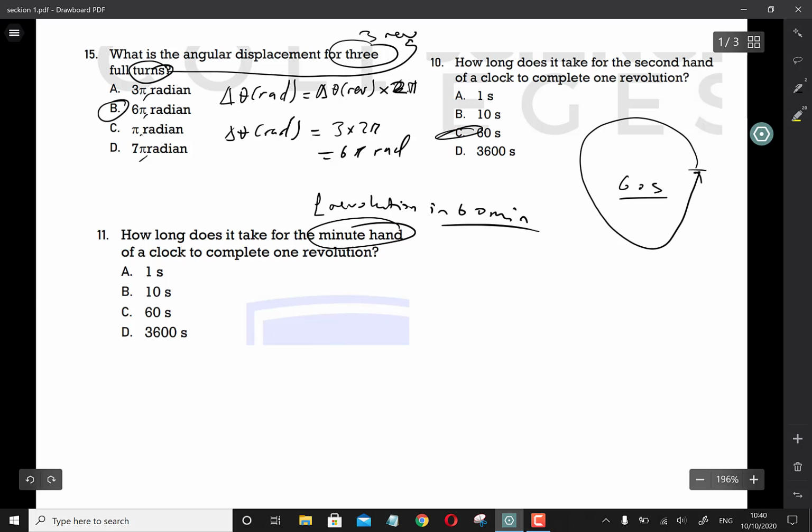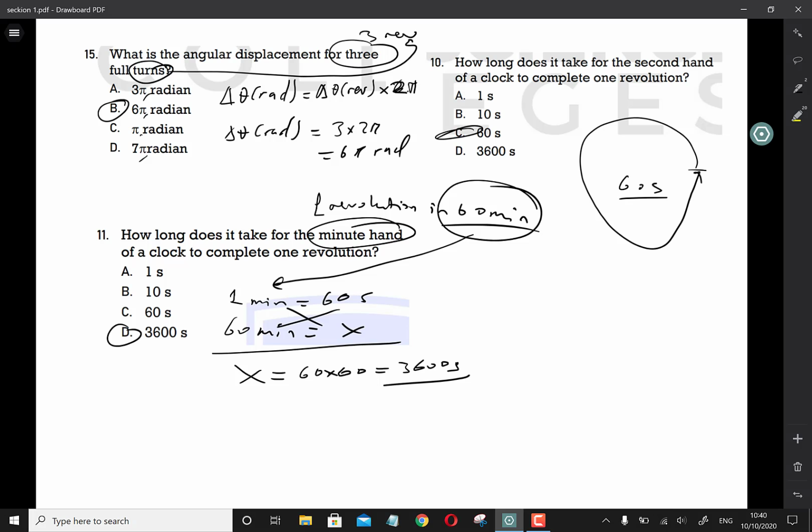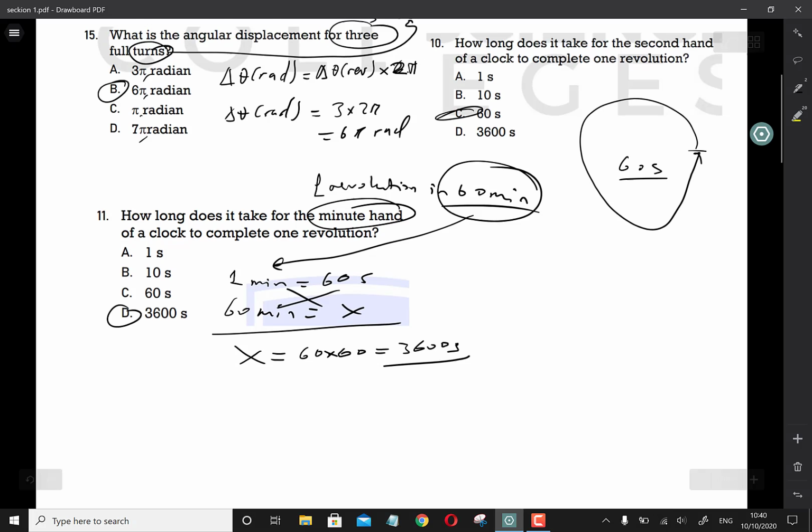But the answer must be written in seconds, so we should convert these 60 minutes into seconds. We know that 1 minute is equal to 60 seconds, but the minute hand's 1 revolution is 60 minutes. So 60 minutes is equal to how many seconds? Cross product: x is equal to 60 times 60, which is 3,600 seconds. So the answer is D. These are the mostly incorrectly answered questions in test 1.